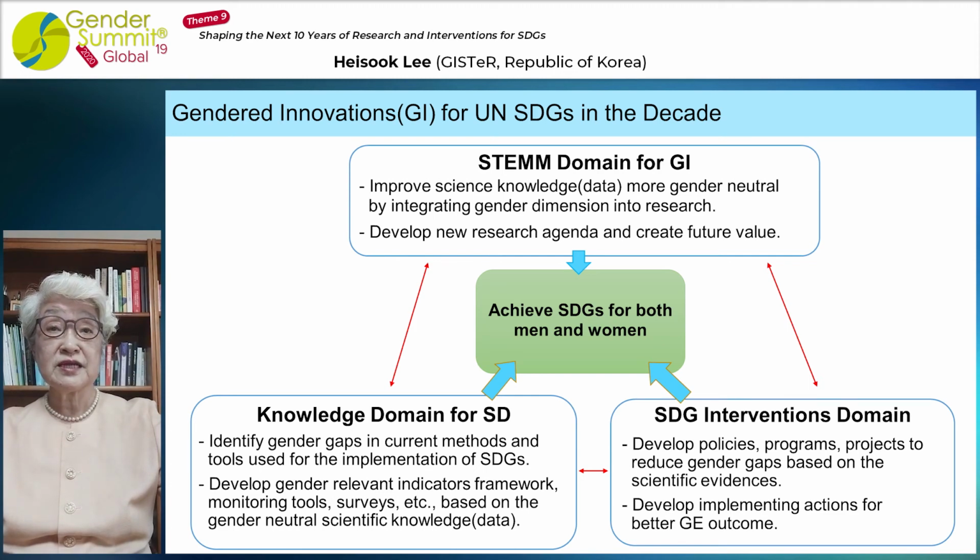The knowledge domain for sustainable development can identify gender gaps in current methods, tools, and surveys used for the implementation of SDGs, and develop a gender-relevant indicators framework and monitoring tools based on gender-neutral scientific knowledge. The SDG intervention domain can develop policies, programs, and projects to reduce gender gaps based on the scientific evidence and implement actions for better gender equality outcomes.